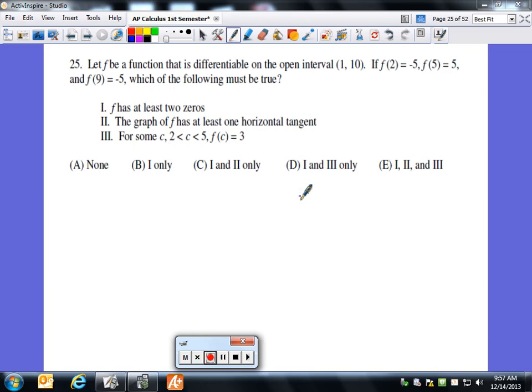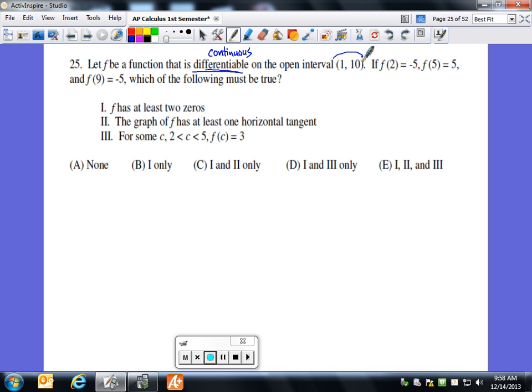Okay, so number 25 says let f be a function that is differentiable. So therefore we know it should be continuous by default. Remember how it works. It only works one way. If it's differentiable, it's continuous. However, if it's continuous, it doesn't mean it's automatically differentiable, like we discussed long ago with an absolute value function, of how this cusp was non-differentiable, but the function was still continuous.